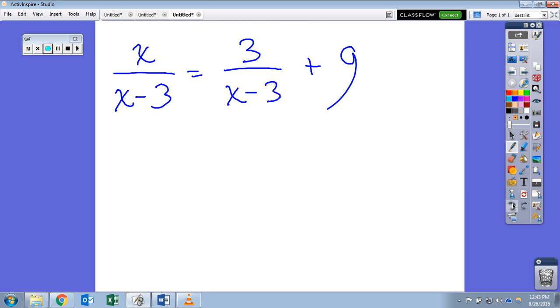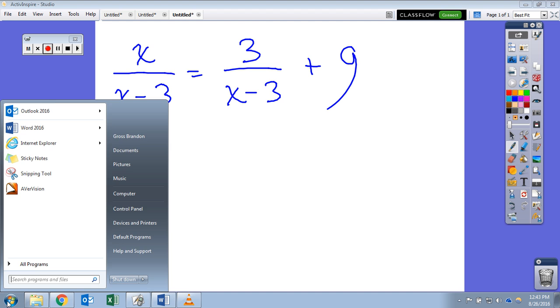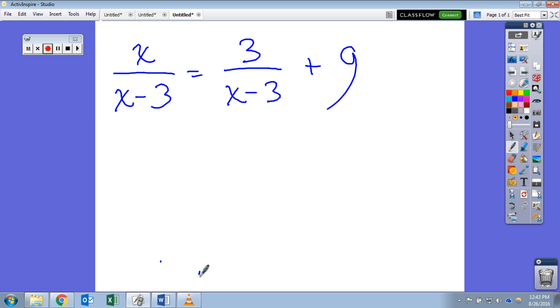But is it easy to make x minus 3 become 1 through multiplication? No, it's tough. Be careful. Does anyone want to help out? I think you can cancel out both the x minus 3's because they're both the same denominator. And then it becomes x equals 3 plus 9.